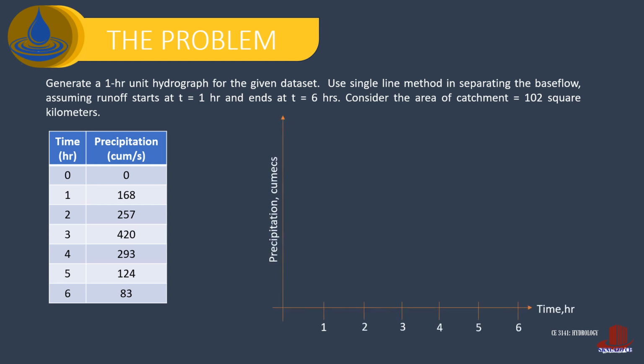Let's draw a hydrograph and identify the points, starting with 168 cumecs for T1, followed by 257 at T2, then 420 cumecs at T3. This is the peak discharge of the graph. Then it goes down to 293 at T4 and still plunging down to 124 at T5 and ending with 83 at T6.